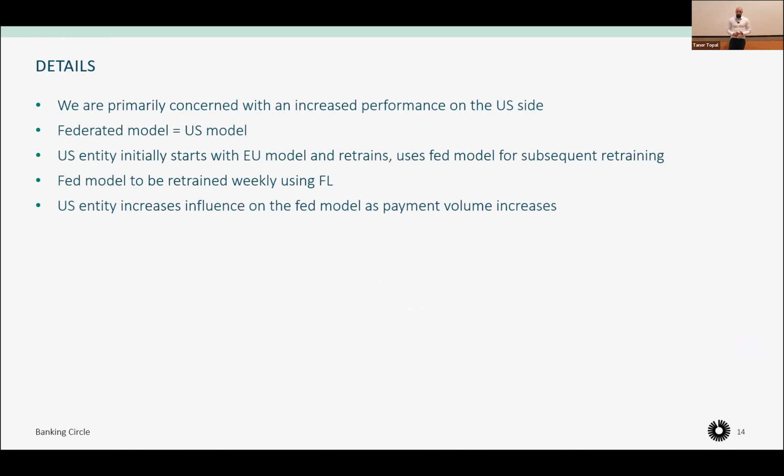For the first training, we start the US with the EU model. So they both start with the same model trained on European data. And then we retrain, probably weekly, we think at the moment. And each retraining will use the US model. And the idea here is that as we go along and we do get more and more payments in the US, the US payments take more and more influence over the federated model as a whole, until eventually it can stand alone. And at the point where it stands alone, then we hope that we can see performance coming the other way and helping out the European model as well.